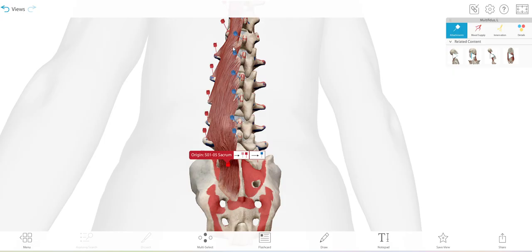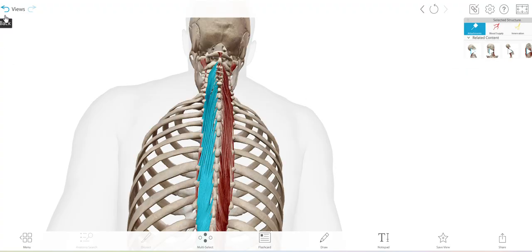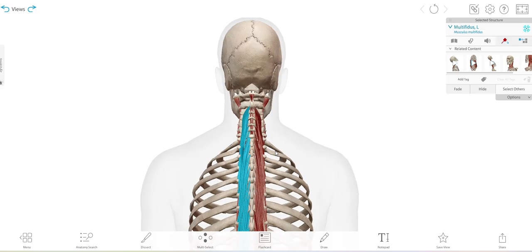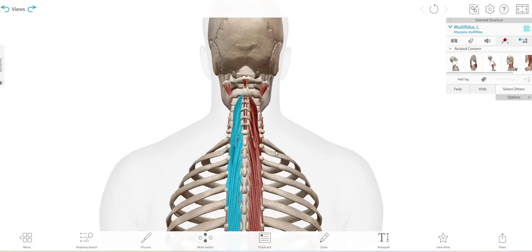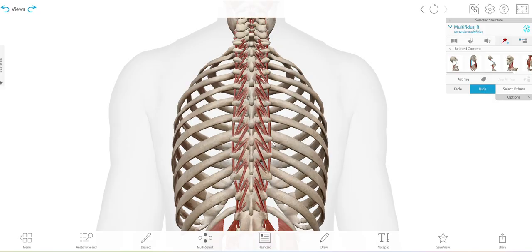And then for the insertion, it's going to be inserting onto spinous processes of superior vertebrae. And that will go all the way up to C2 for our insertion. And then if we remove the multifidus muscle, we can see a couple different muscles here.